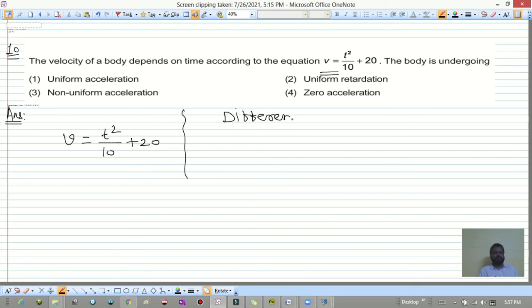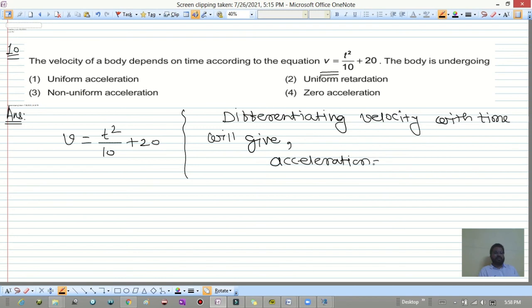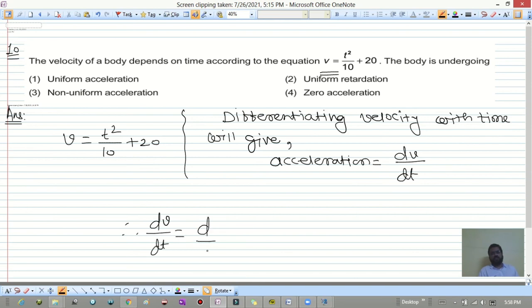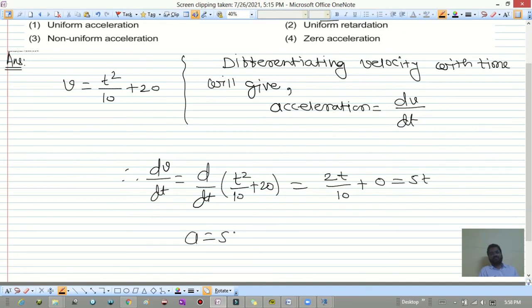Differentiating velocity with time will give acceleration, and that acceleration we have is dv divided by dt. So therefore dv divided by dt is equal to d by dt of t squared divided by 10 plus 20. So which is 2t by 10, plus the differentiation of 20 which is 0. So it is t by 5. So the acceleration we have is t by 5.